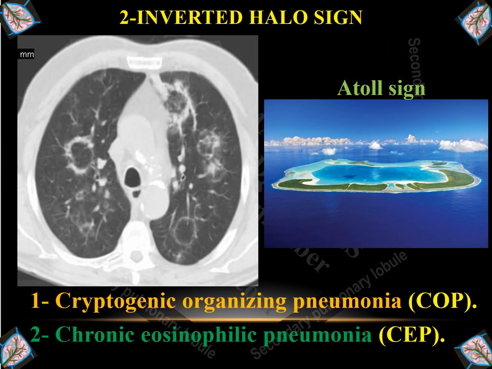The second sign is the inverted halo sign or atoll sign, and the inverted halo sign means ground glass opacity with an edge of consolidation like this and like this. This inverted halo sign, or atoll sign, looks like these pictures of islands surrounded by land. The most common causes of these are cryptogenic organizing pneumonia and chronic eosinophilic pneumonia.